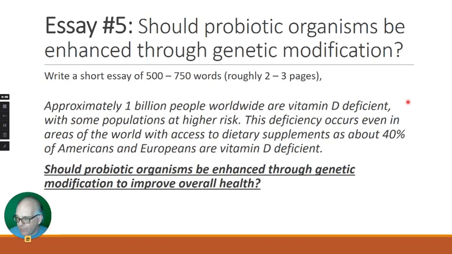Vitamin D is produced from sunlight on the skin. So individuals that are not getting enough sun exposure, or individuals that have a darker skin color, are often going to have difficulties producing enough vitamin D. So we've got these vitamin D deficiencies, even though we've got supplements available, and it's even occurring in areas where we have these supplements. It's estimated that about 40% of the population in the United States and in Europe are vitamin D deficient. Should we be looking at enhancing these probiotic organisms in order to improve overall health, even if we're not doing it as a drug?